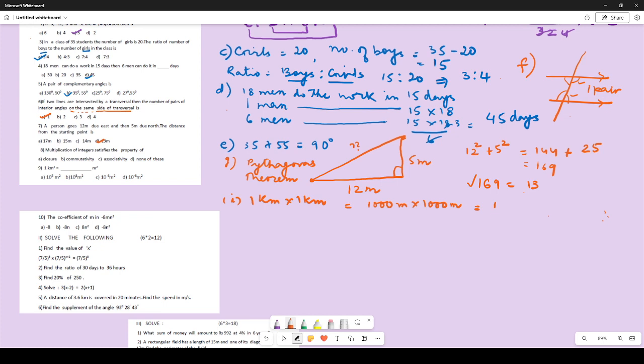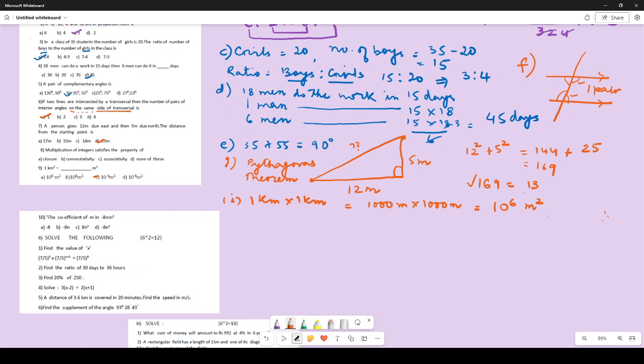So this will be 1. How many zeros over 1, 2, 3, 4, 5, 6? So 10 to the power of 6 square meters. This should have been your answer. So option C was correct over here.